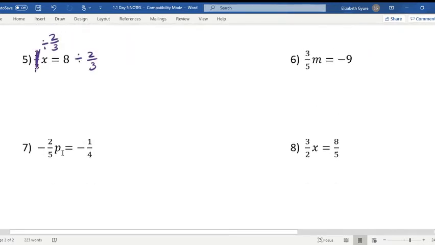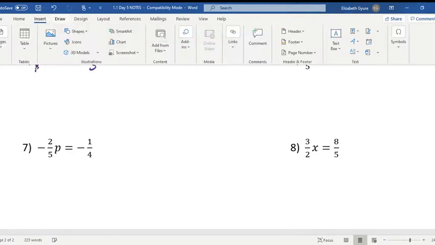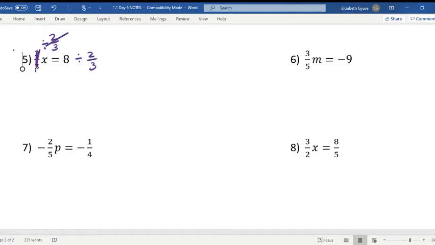My 2/3 on the left, there we go, will cancel. And then on the right, I now have 8 divided by 2/3.